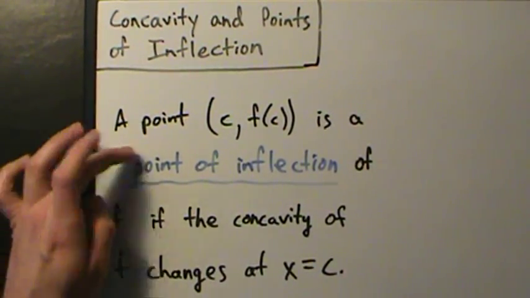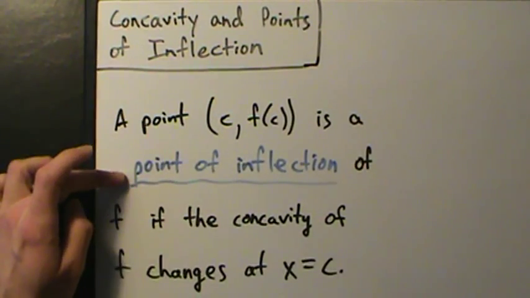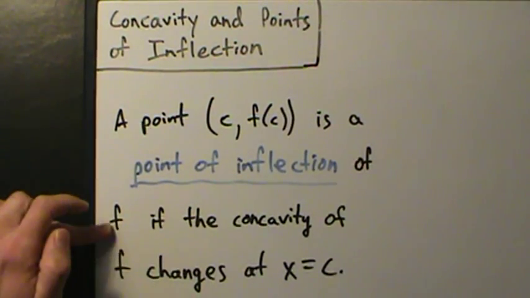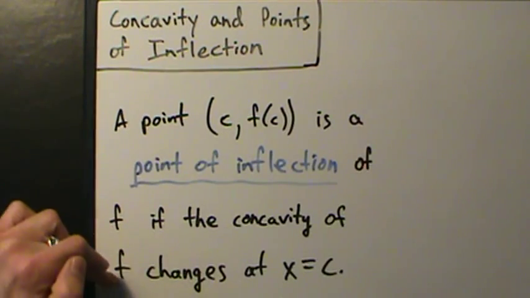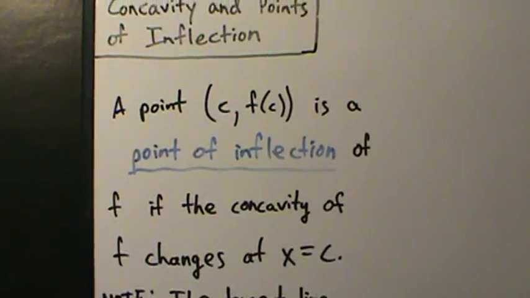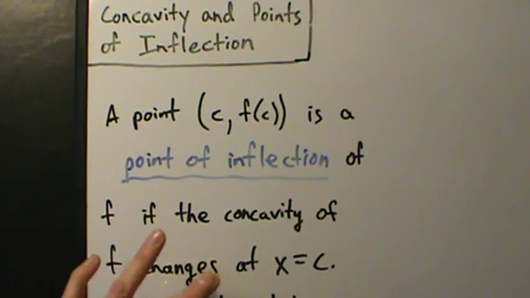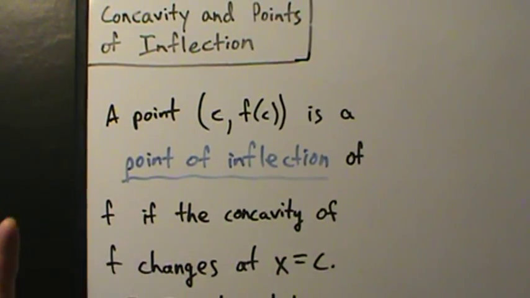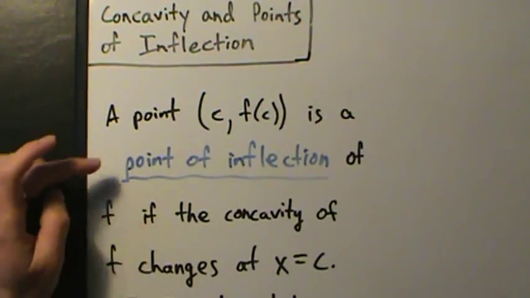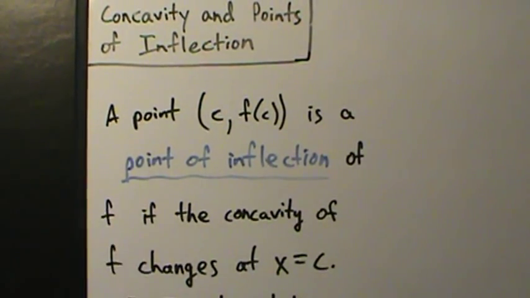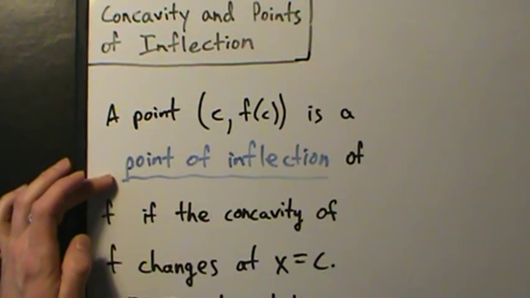So again, a point c, f of c is a point of inflection of f, or of the graph of f, if the concavity of f changes at x equals c. So in other words, if you have some value of x here where f changes from concave up to concave down, or concave down to concave up, then it's a point of inflection. Okay, so at a point of inflection, the second derivative is going to be 0. All right, or it might be undefined.